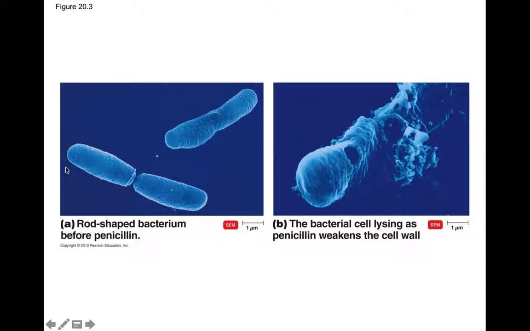This is just the best electron micrograph. These are bacteria before penicillin treatment. These are the bacteria after penicillin treatment, showing the osmotic lysis. These little guys would have been growing in a hypoosmotic environment. Boy, that's dramatic.